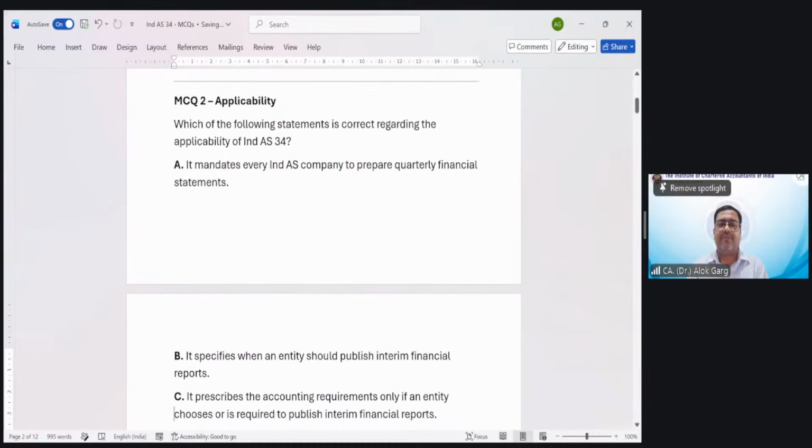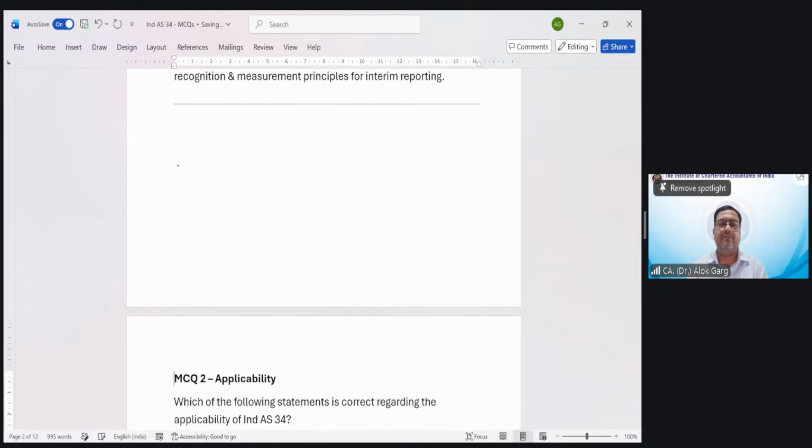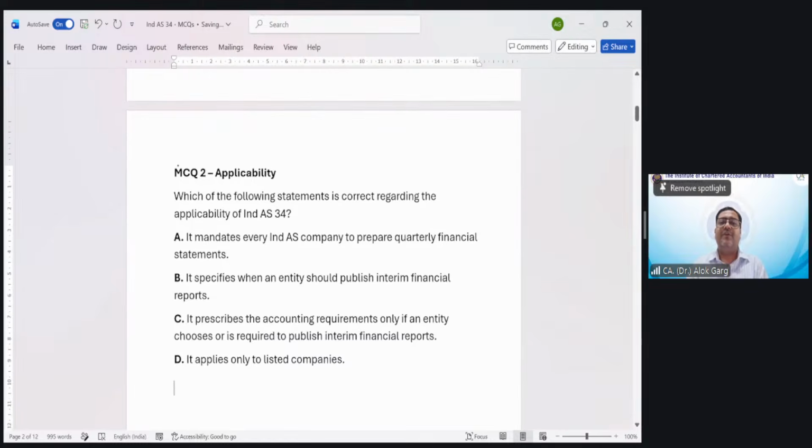Second multiple choice question. Applicability. Which of the following statements is correct with respect to the applicability of Ind AS 34? It mandates every Ind AS company to prepare quarterly financial statements. Friends, have I told you whether this Ind AS mandates that? No. It specifies when an entity should publish interim financial reports. It prescribes the accounting requirement only if an entity chooses or is required to publish interim financial reports.